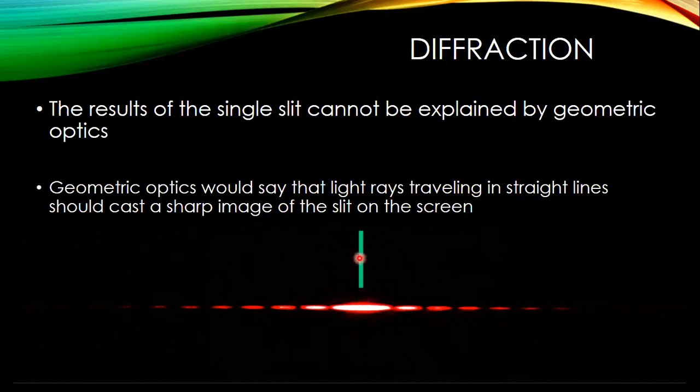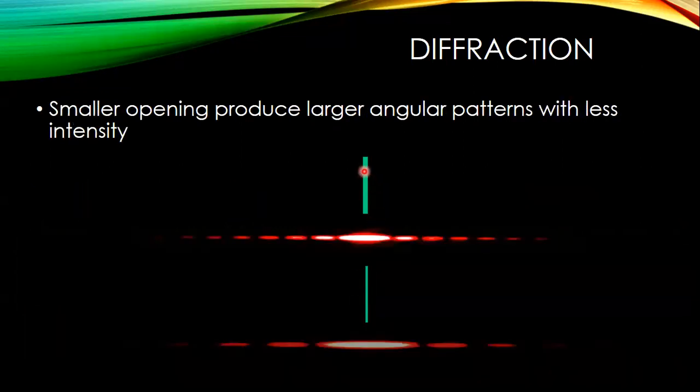So the tighter I make this opening, the more narrow I make this slit, the more spread out this pattern is going to become. So here we have a wider slit. Here we have a narrower slit, and we notice two things. With a wider slit, it's brighter, and the features are closer together. With the narrow slit, we're blocking more of the light, so the pattern is less intense, but it also spreads out more.